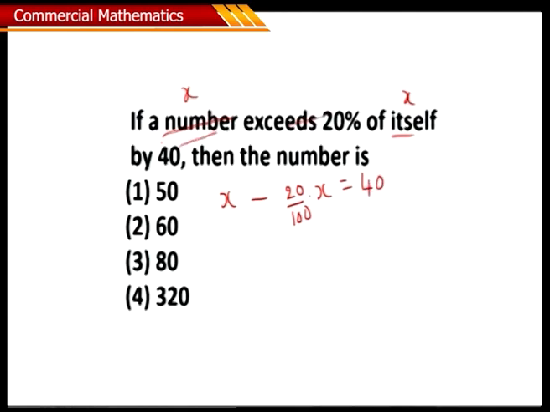The number is in excess. How much excess? 40. So once you reach this, you can see that x minus x by 5 is 40. So simply we multiply both numerator and denominator with 5. So 5x minus x is 4x is 40. So clearly you can observe that x is 40 into 5 by 4.